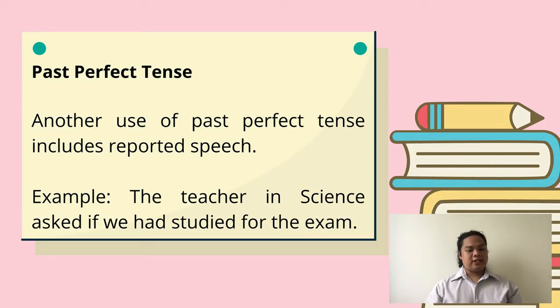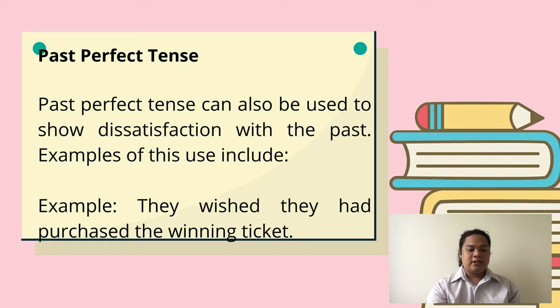So another use of past perfect tense includes reported speech. For example, the teacher in science asked if we had studied for the exam. So the underlined word here would be had studied. So past perfect tense can also be used to show dissatisfaction with the past. So an example of this use is they wish they had purchased the winning ticket. So probably the underlined word here would be had purchased since it talks about the dissatisfaction with the past.